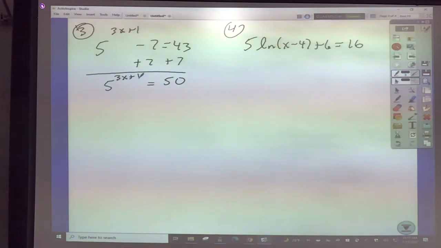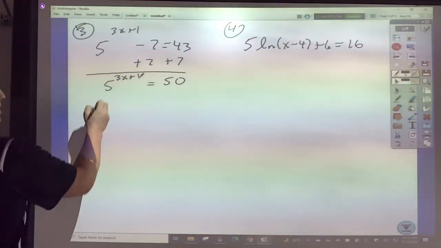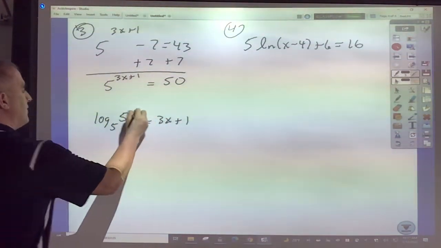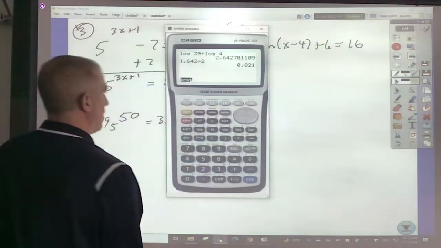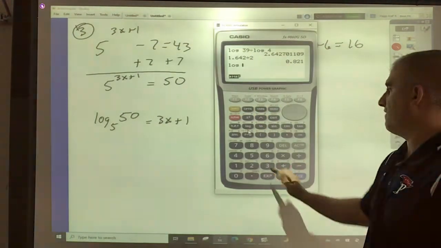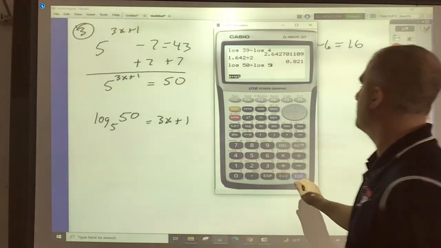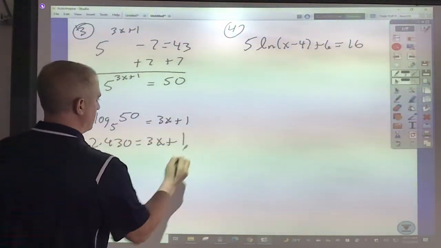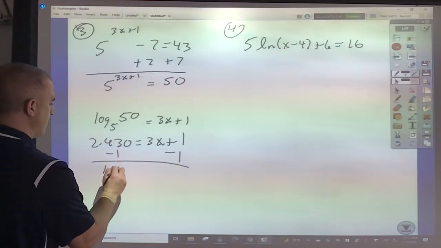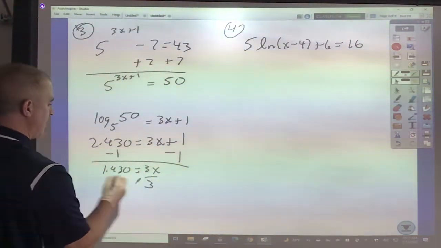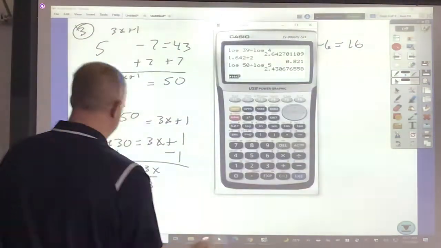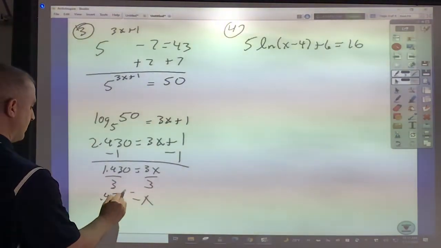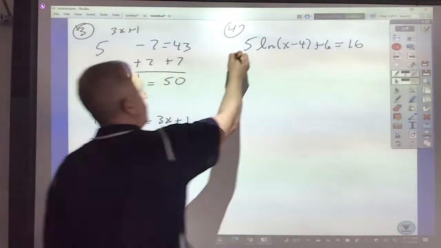Okay? Now, I'm isolated. I want to convert that to the inverse. So that inverse would be log base 5. That 3x plus 1 goes over here. That 50 goes here. Now I can do a calculation involving the change of base. Log of 50 divided by the log of 5 is 2.430 equals 3x plus 1. So I subtract 1. That's going to be 1.430 equals 3x. And then divide by 3. Just write 3 decimals. You don't have to worry about rounding. 0.476.